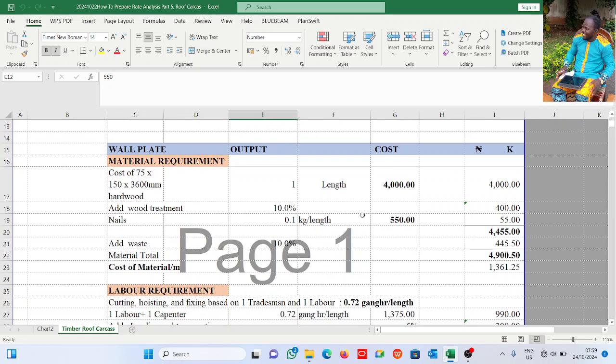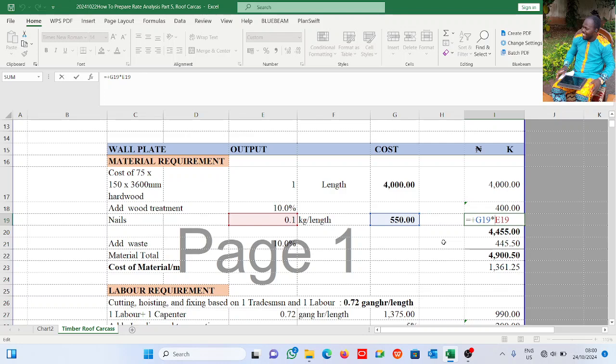If we bring them into our analysis, we have 75 by 150, which is what we want. One length is 4,000 naira, which is what we have here. Of course, it has to be treated. You can't just take them from the sawmill and go straight. You have to treat them, so 10% for treatment, which is that. Then we add nails. We want to say 550 per kg, but for one length we need 0.1 kg, so 0.1 times 550. We have 55 naira for that.